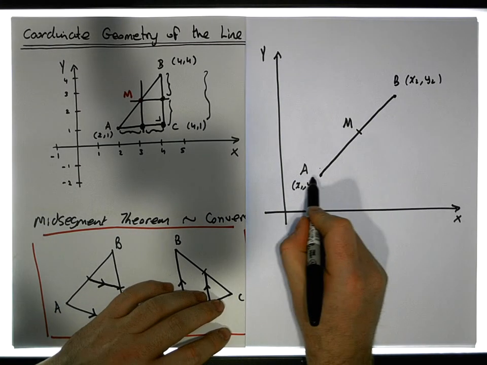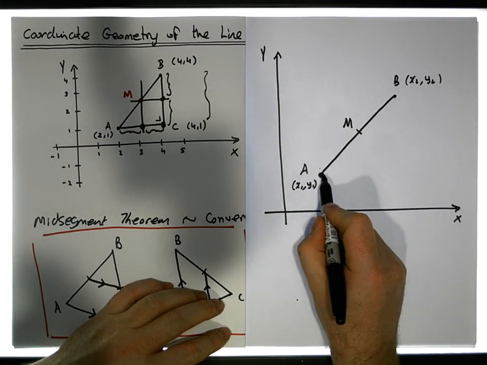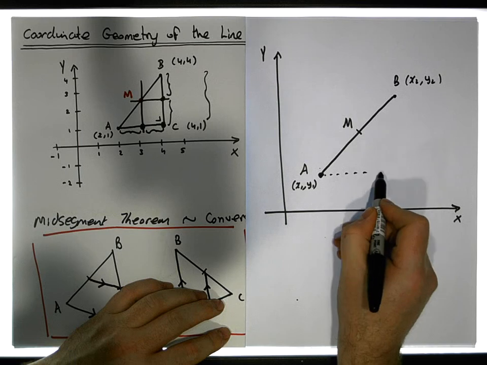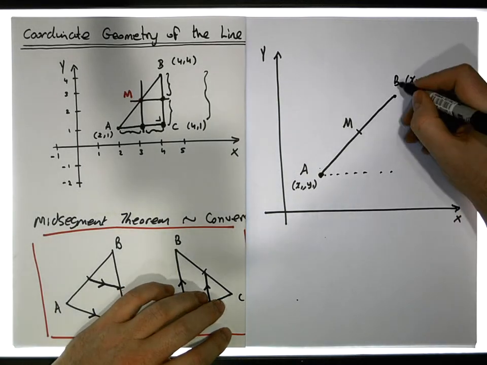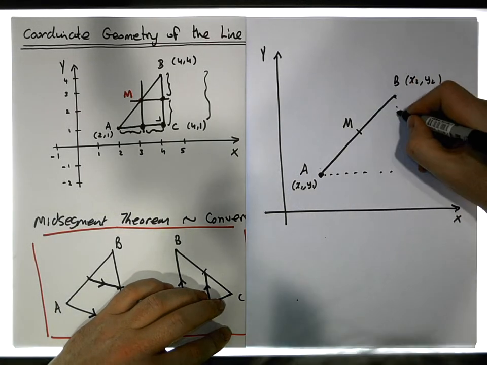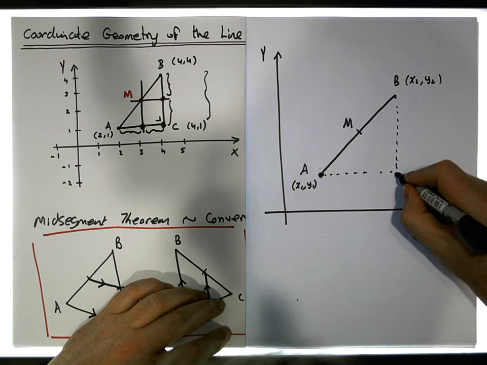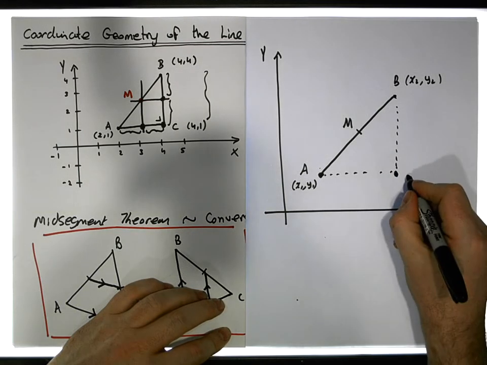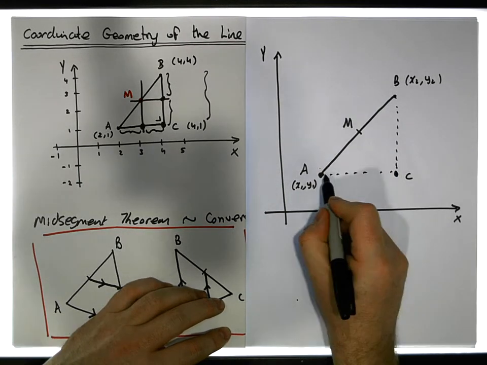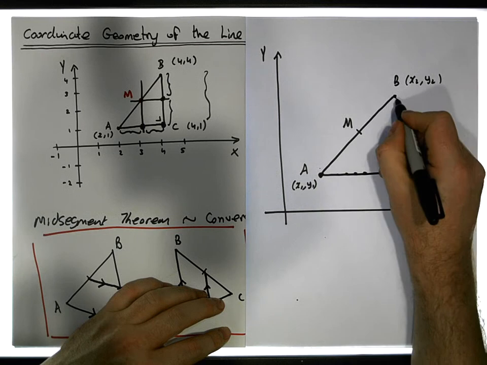We draw a line through A, parallel to the x-axis. We draw a line through B, parallel to the y-axis, until where they meet, and these are going to meet at point C. So we have now a triangle that looks something like this.